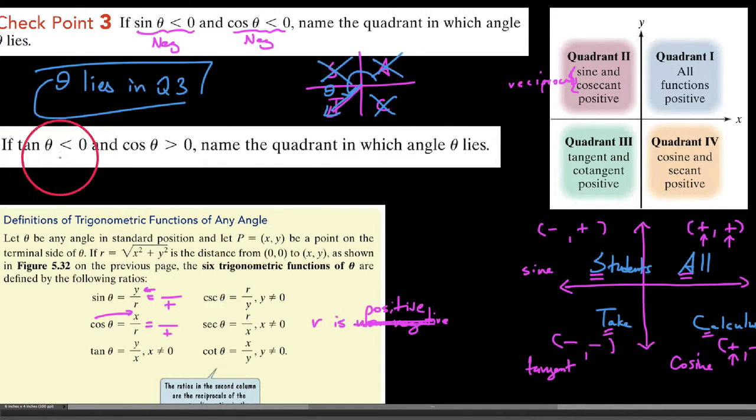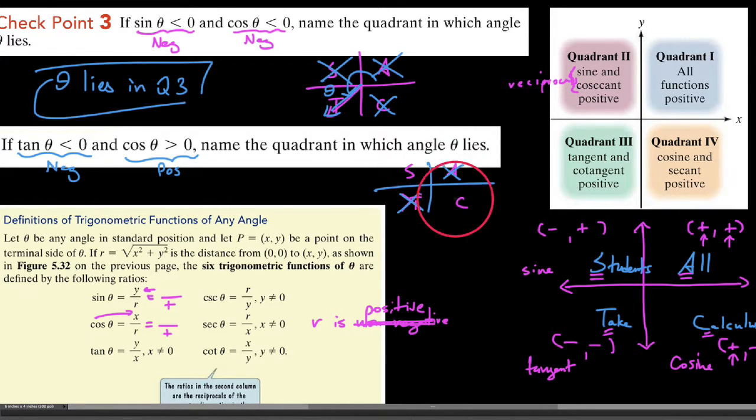Likewise, down here we say if tangent is negative but cosine is positive, then what quadrant does angle theta lie in? Let's start with this. Tangent is negative. So using All Students Take Calculus, tangent is positive here and here. We want tangent to be negative.